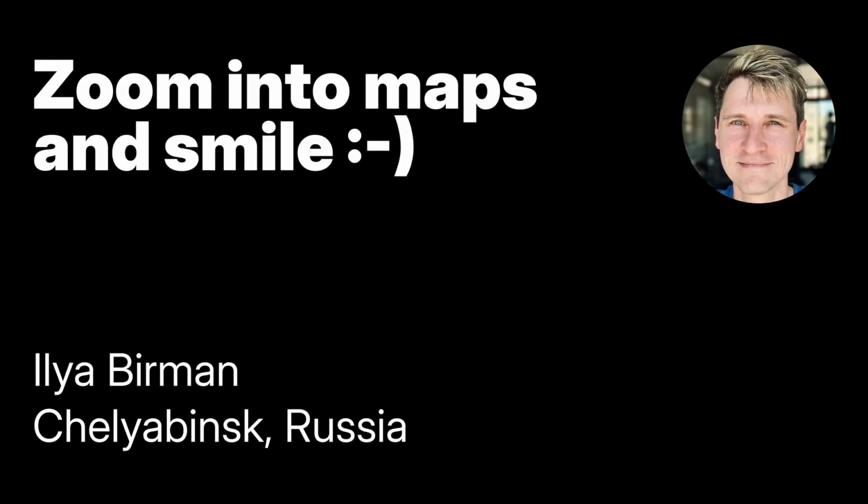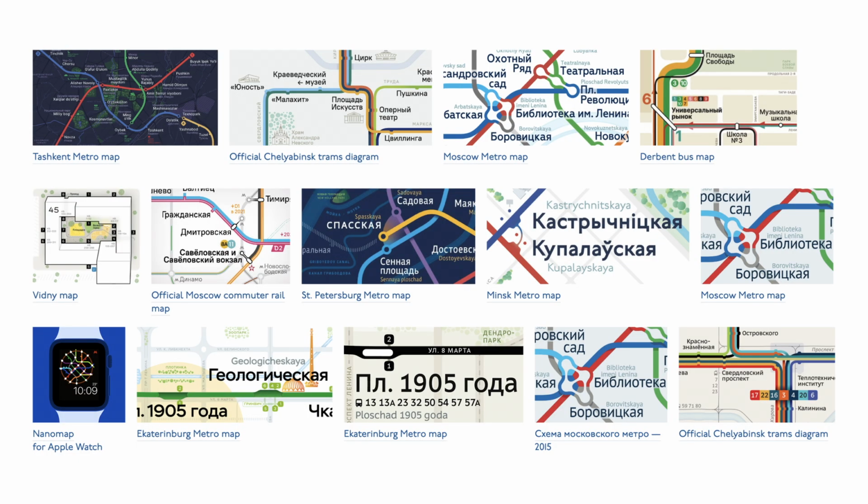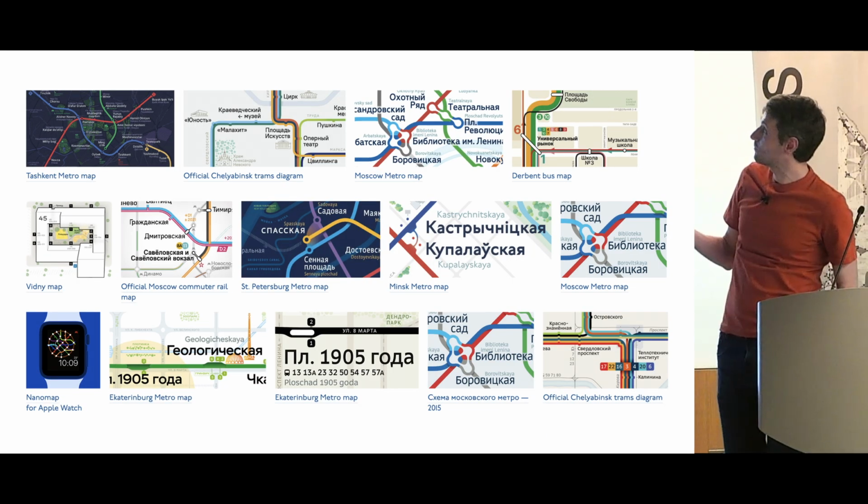I'm a designer, I'm an information designer. I'm interested mostly in user interfaces and all sorts of stuff that has to do with transit. And I have designed and took part in designing a lot of maps, and I directed a lot of other designers' work on maps, and here are some of them.